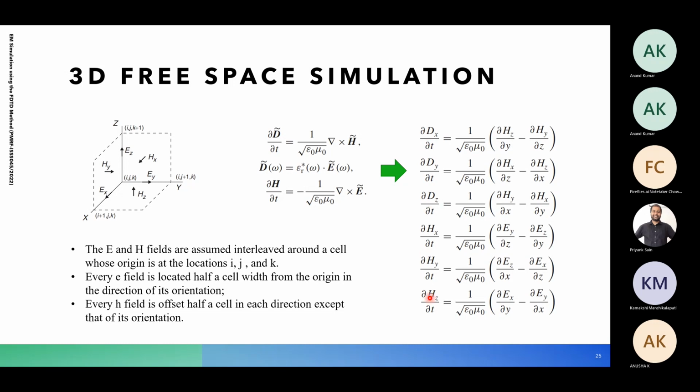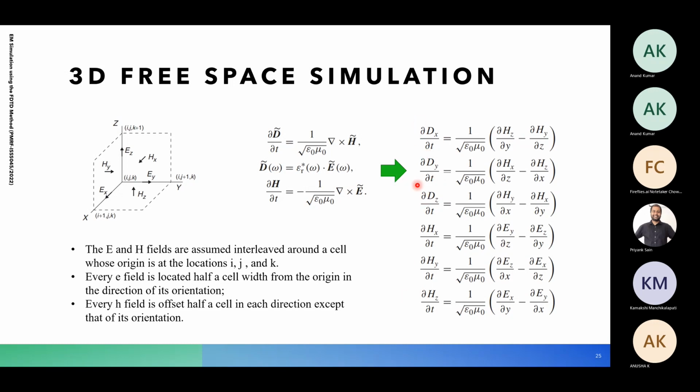So here is the set of six update equations for the electric field and magnetic field. Then again you need to calculate the electric field from the electric flux density by using this equation. So I hope this is clear.